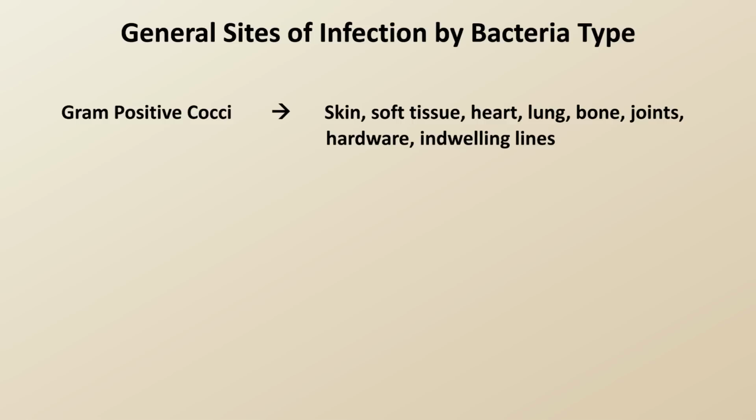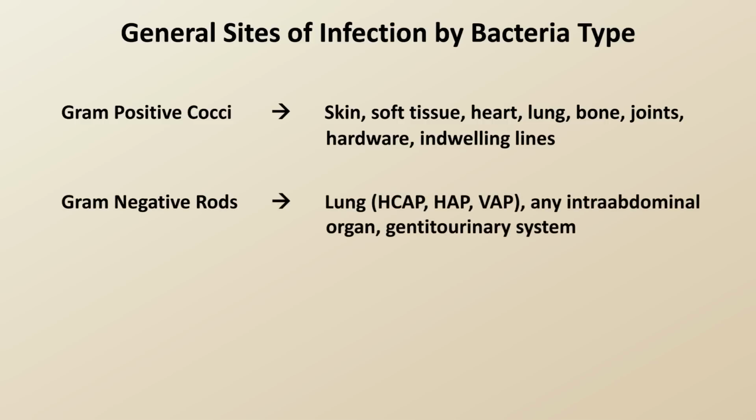Gram-negative rods tend to cause healthcare-associated, hospital-acquired, and ventilator-associated pneumonias. They also tend to cause infections of pretty much any intra-abdominal organ and any organ of the GU system.